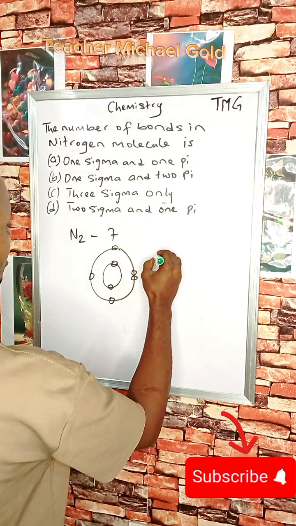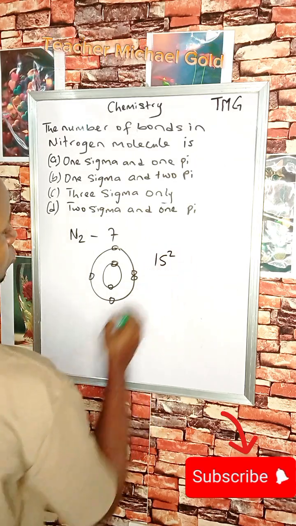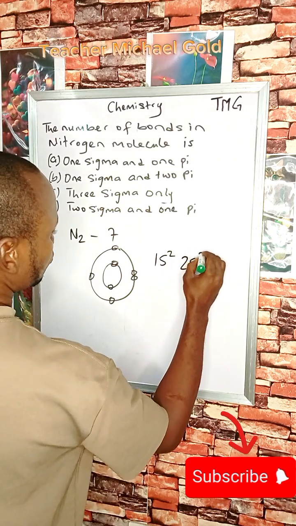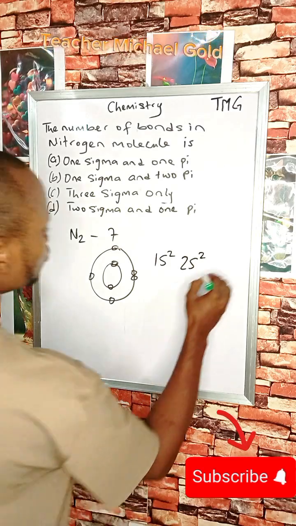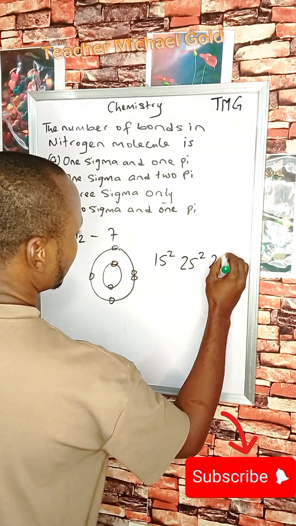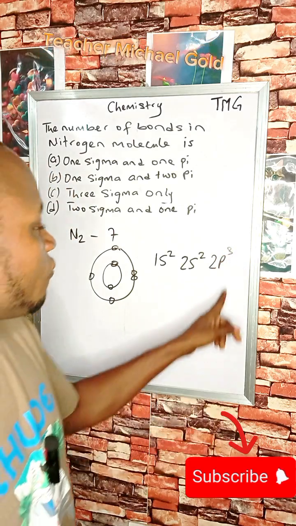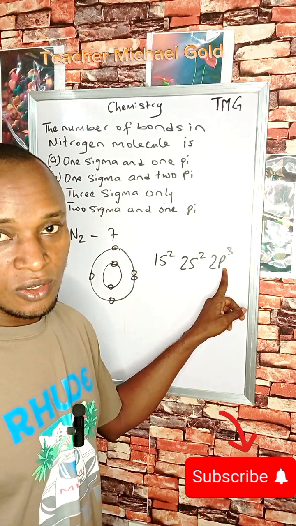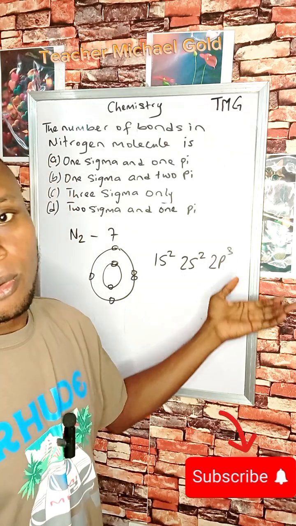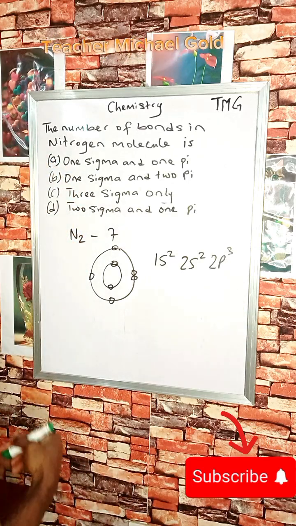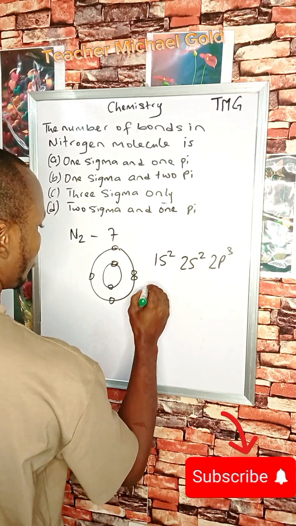What happens is that the 1s orbital has 2 electrons, then the 2s orbital has 2 electrons, and the 2p orbital has just 3 electrons. And remember, for this to be fully filled it must be 6. So we still need 3 more electrons to make up this orbital. Let's see how this is shared in its normal state.